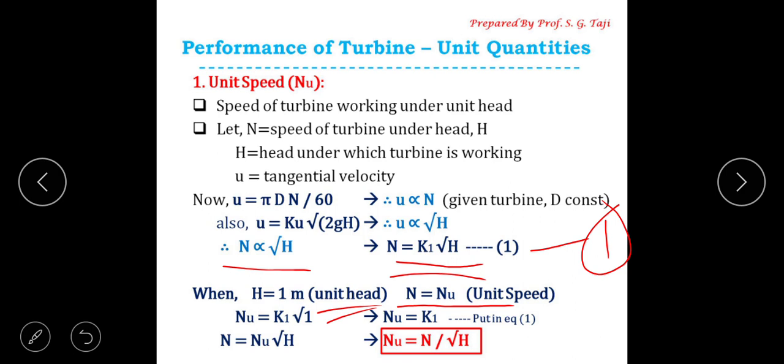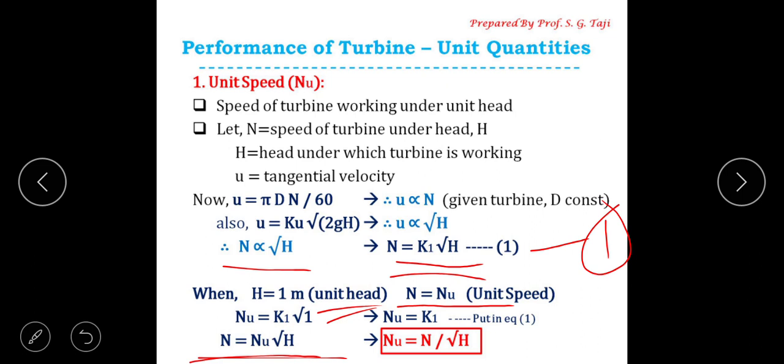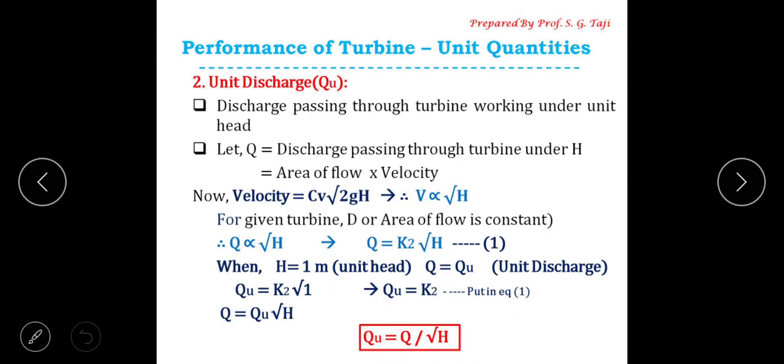Nu is equal to K1 into root 1, because H is equal to 1. Therefore, Nu is equal to K1. Hence, equation 1 becomes N is equal to Nu into root H. From this, it is possible to get the expression for Nu as N upon root H. Nu is equal to N divided by root H.